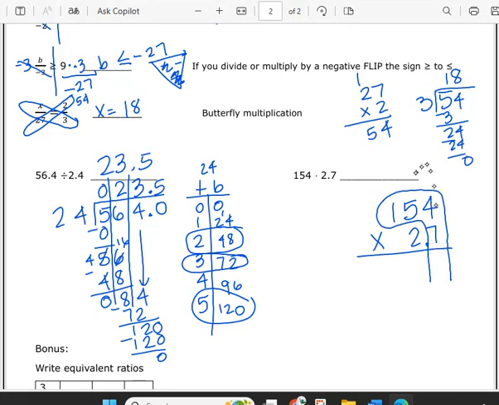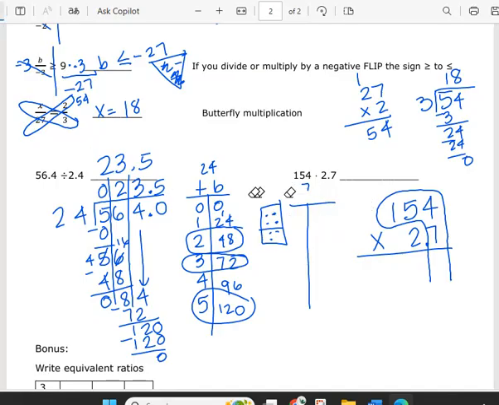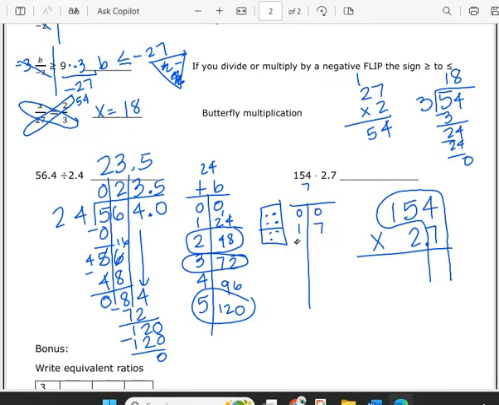Again, if I don't know my multiplication for number 7 or for number 2, I will do my TV table. I can also use my domino. That's for number 7. 7 times 0 is 0, 7 times 1 is 7, 7 times 2 is 14, 7 times 3 is 21, 7 times 4 is 28, 7 times 5 is 35. I'm going to stop right there because I just need the 4 and the 5.